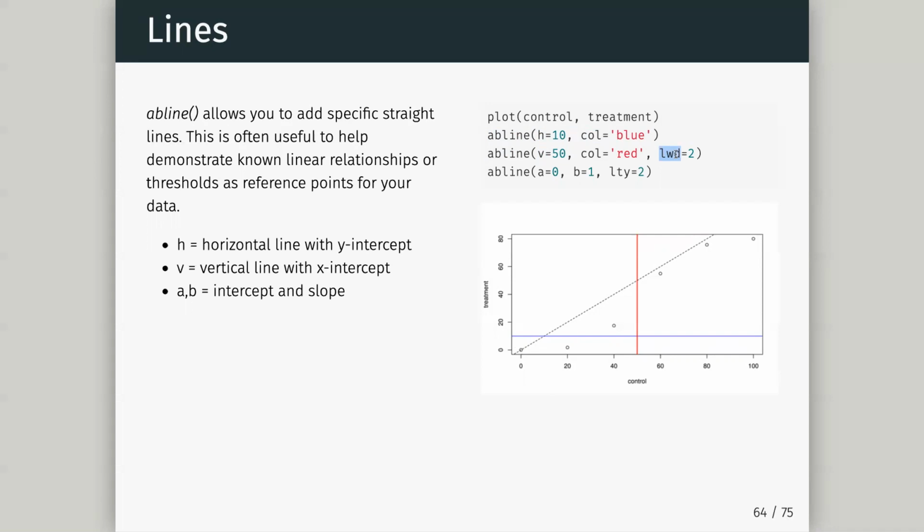So all these different types of plot options, lwd, lty, you can still use with these functions. And then I'm going to give it intercept and slope. So it's going to intercept at 0. The slope is 1. That's going off a one-to-one relationship. So we can add lines really easily to our plots.